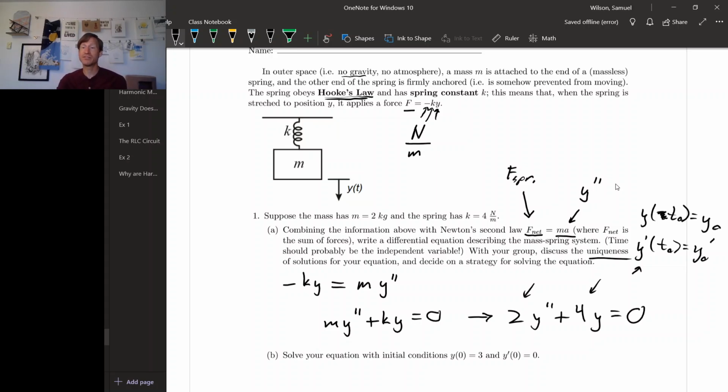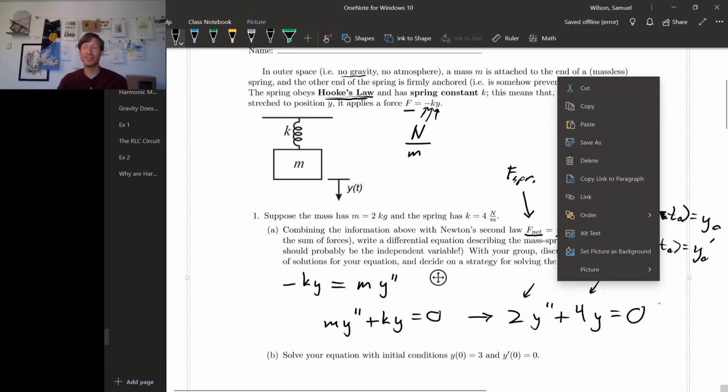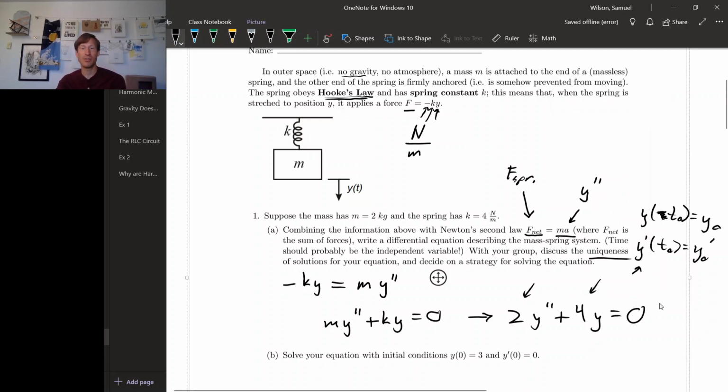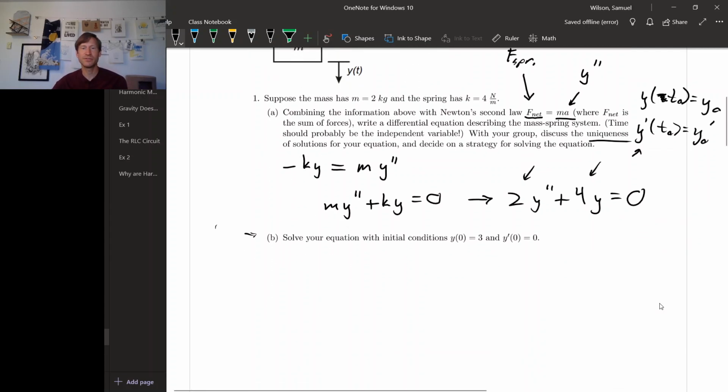Okay, so now that we have a differential equation, we could actually solve it to see what the behavior of this situation is. So go ahead and pause the video and work on part B, solving this differential equation. Okay, so let's solve this differential equation.